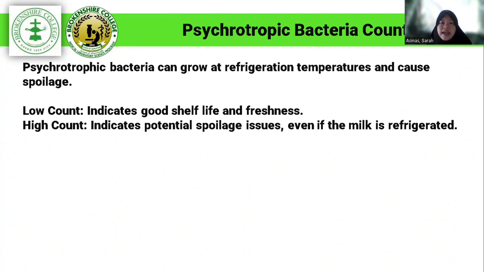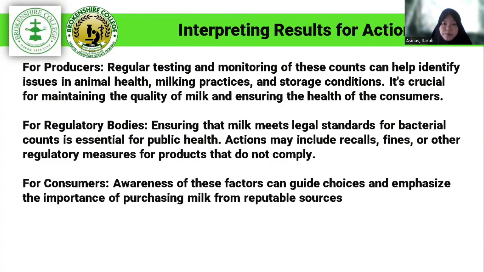So next is the psychrotropic bacteria count. So psychrotropic bacteria count can grow at refrigeration temperatures and nagkakos siyang spoilage. So if there's a low count, it indicates good shelf life and freshness. And if there's a high count naman, there's a potential spoilage issues even if the milk is being refrigerated.